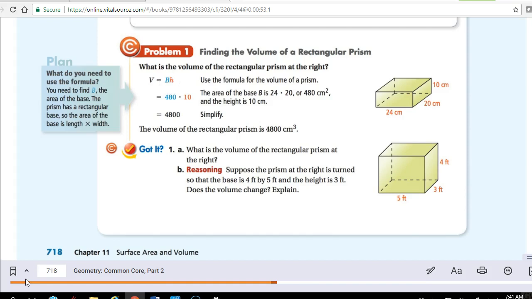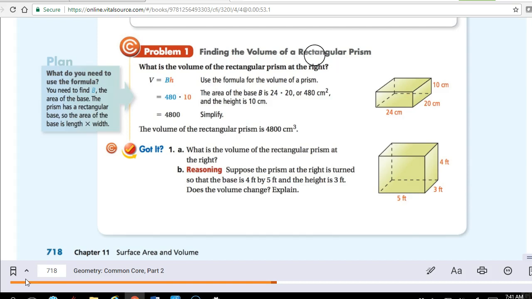Now, the capital B changes because if we're talking about a rectangle, then we find the area of a rectangle. If we're talking about the area of a circle, if that's our base, then we find the area of a circle using the circle formula. If it's a triangle, we use a triangle formula, and so on. So that B there is the area of the base, and that changes based on it.